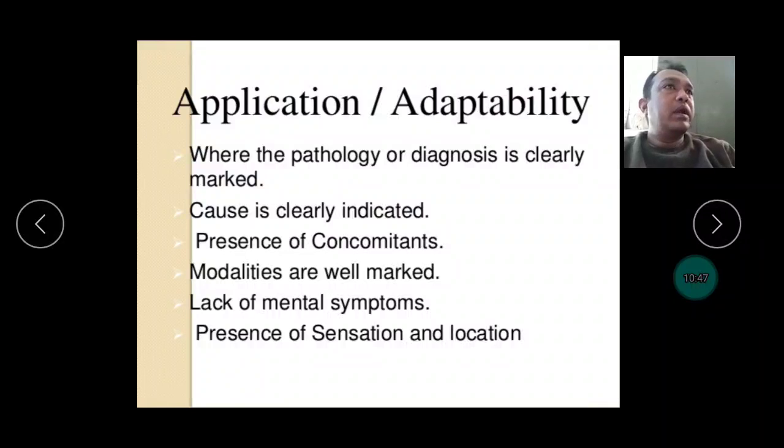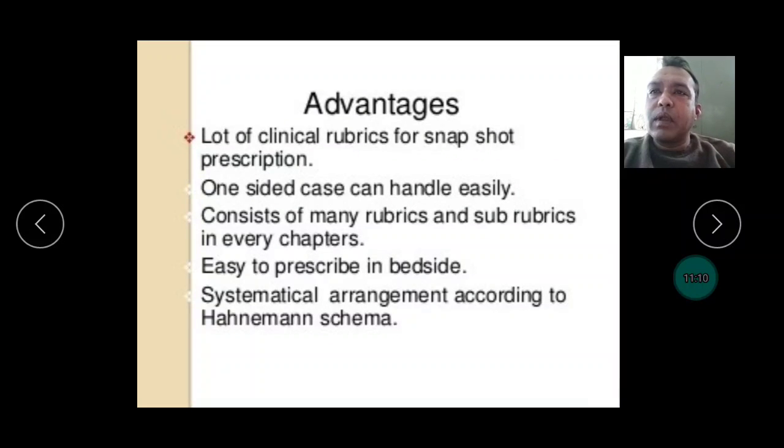Application and adaptability. Now what is the application? As we know, it is a clinical repertory where the pathology or diagnosis is clearly marked. It could be a very useful book for treatment or cure basically. The cause is clearly indicated because it is again a clinical repertory. Presence of concomitants is there, modalities are well marked, lack of mental symptoms is there, presence of sensation and location are there. Now what are the advantages of this repertory?